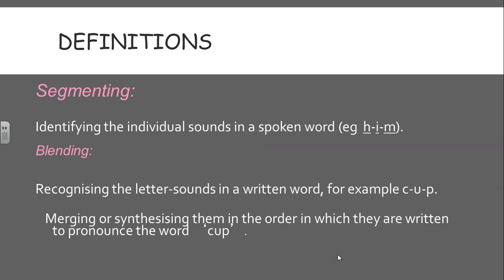Segmenting is identifying the individual sounds in a spoken word, breaking a word down into h, i, m. Blending is recognising the letters and sounds in a written word, for example, c, u, p, and merging or synthesising them in the order in which they're written to pronounce the word, cup.